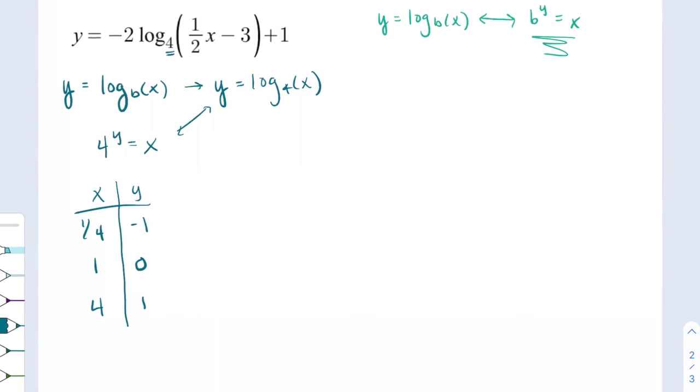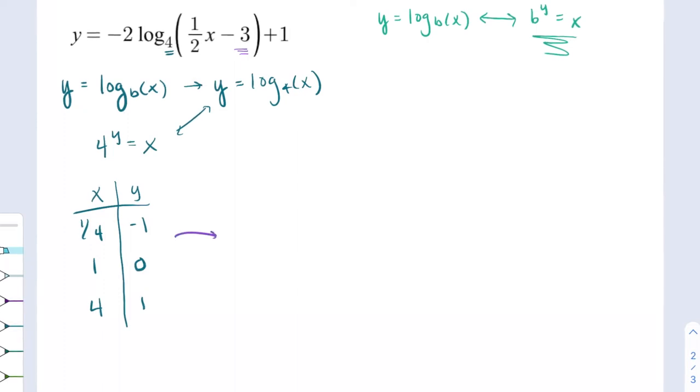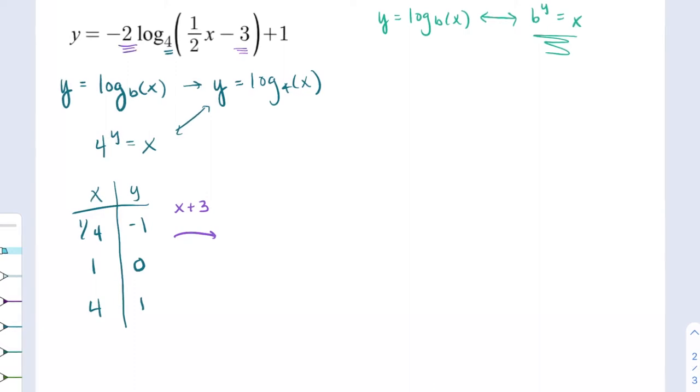Okay, now I have to apply my transformations. If I look inside my function, reverse PEMDAS, I'm looking at the subtraction first, and I always do opposite operation for my horizontal transformations. So I'll do x plus 3. For my vertical transformations, I follow order of operations, so I'm looking at this multiplication first instead of the addition, and I'm going to do the operation given, right? I always follow what it says for vertical. So I'll do y times negative 2.